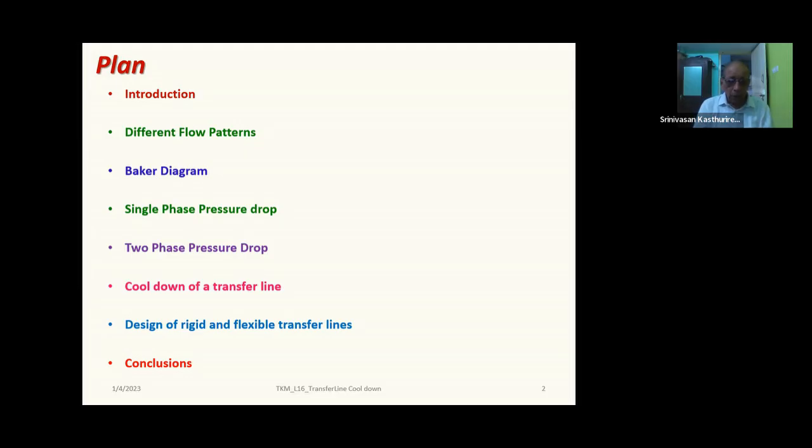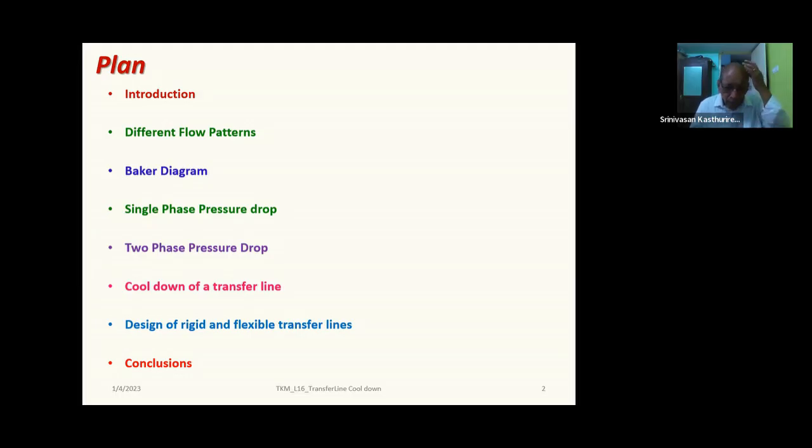Then we'll lastly talk about the cool down of a transfer line: how the transfer line cools down, and how much time it takes for a transfer line to cool down. For this, a detailed workout has been given in Randall Barron's book. I will try to present that here, and as simply as possible.